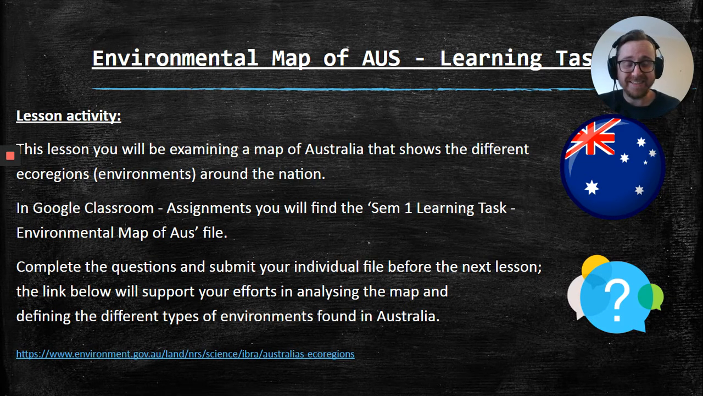You're not writing an essay. It's literally, I think it's 4 questions, we'll find out, that all relate to this map of Australia that shows the different types of environments. And hopefully you won't have any problems accessing it.